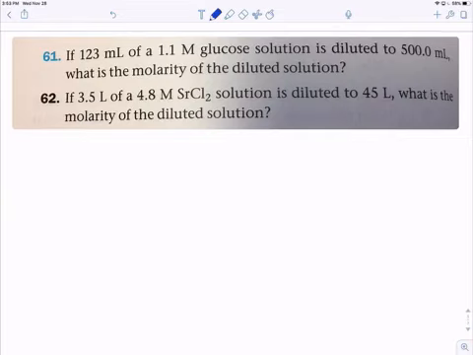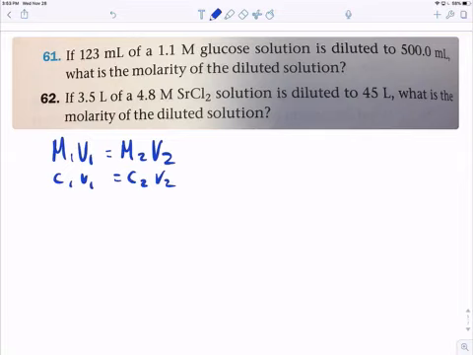Okay, so this next one uses an equation, m1v1 equals m2v2, or the molarity of 1 times the volume of 1 is the molarity of the second times the volume of the second. Sometimes it's C1v1 equals C2v2. Whichever one, concentration of 1 times the volume of 1, whichever way you prefer.